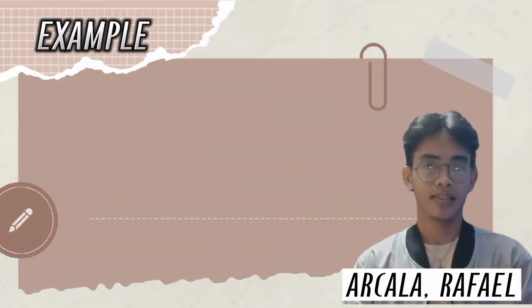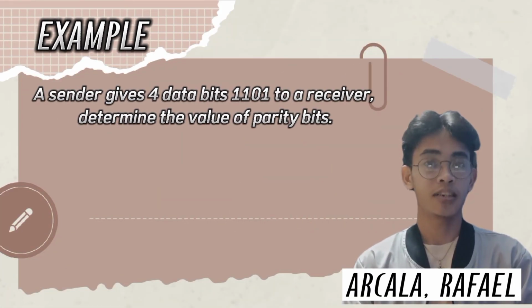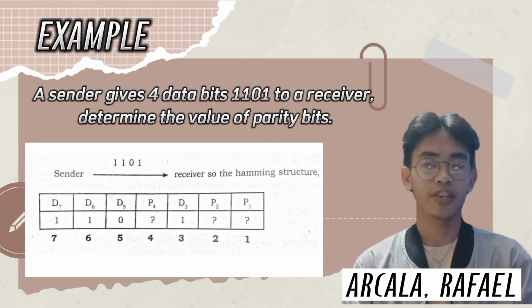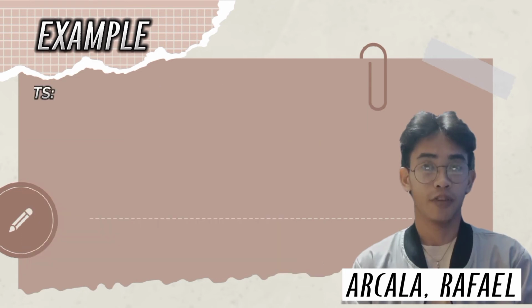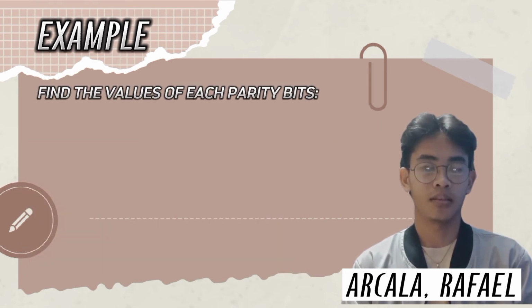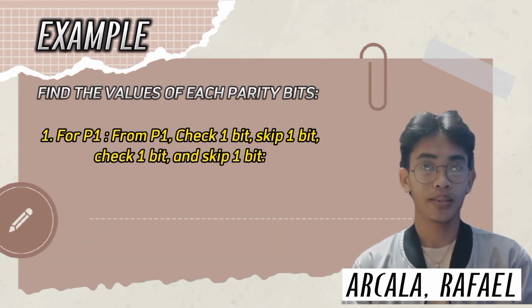And now, let's have an example. A sender gives 4 data bits 1101 to a receiver. Determine the value of parity bits. Solution is shown in the figure. Find the values of each parity bit. Number 1. For P1, from P1, check 1 bit, skip 1 bit, check 1 bit, and skip 1 bit. And this is how you do it.